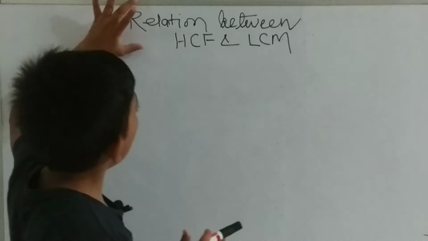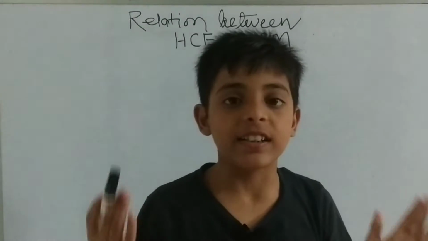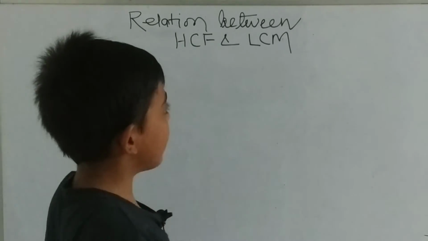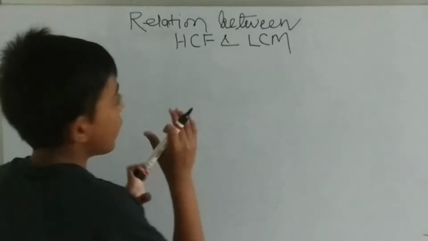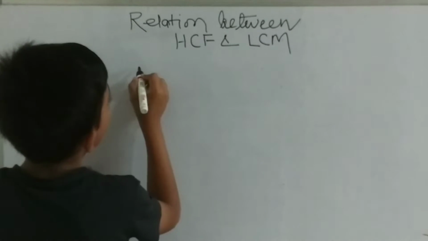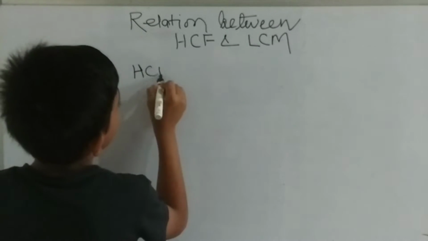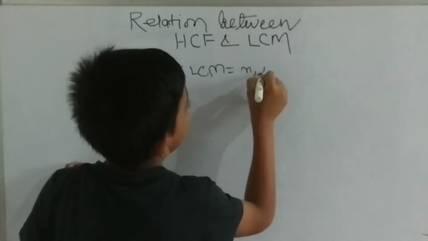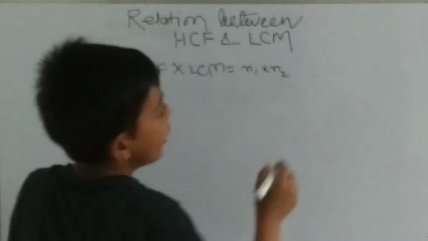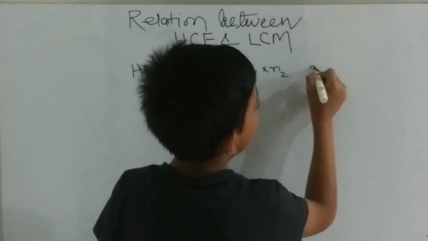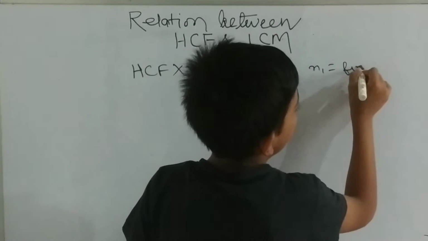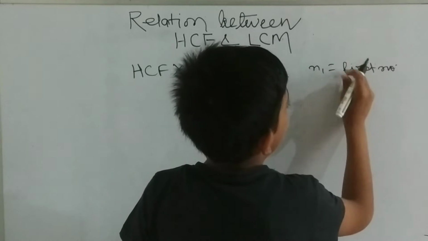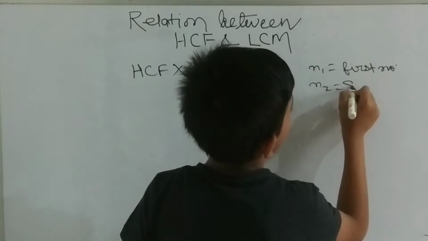Friends, today we will study the relationship between HCF and LCM. It is a very important topic for the application of HCF and LCM. Here we use a parent identity: HCF into LCM equals N1 into N2. If we have two numbers, then N1 is the first number and N2 is the second number.